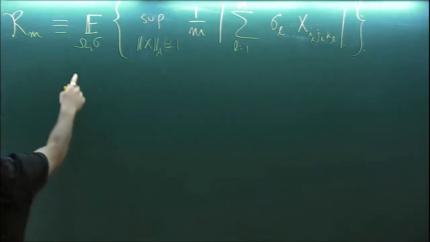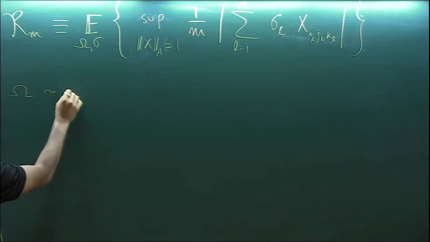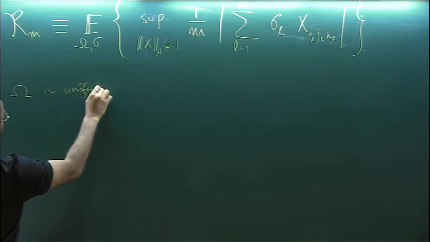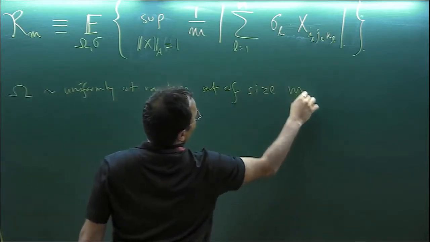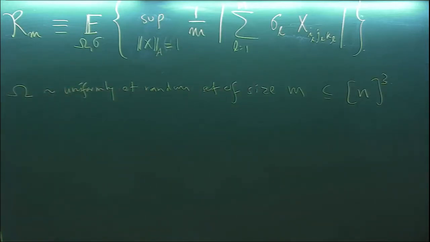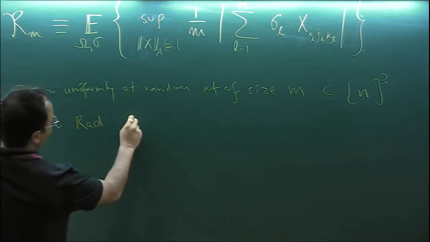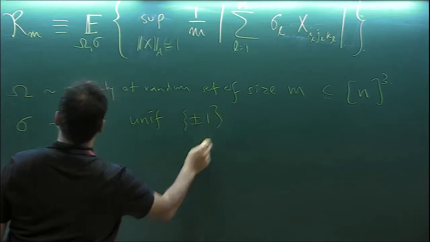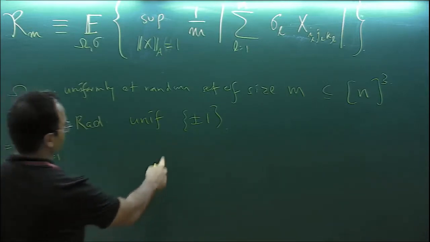Okay, so what is omega? Omega is, as before, a set of indices, drawn uniformly at random, a set of size m drawn from these indices. So it's without replacement, other way to think about it. Sigma is a Rademacher variable, that is, it's uniform over plus minus 1, and this sigma is just a collection of m independent, identically distributed Rademacher variables. Okay, it's plus minus 1 with probability half each.